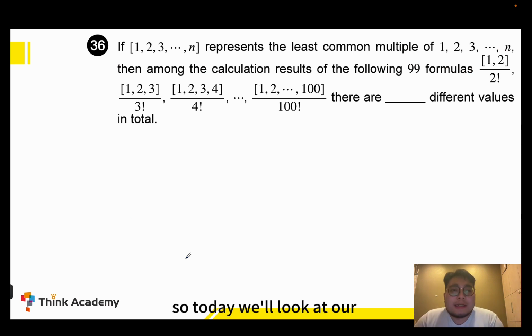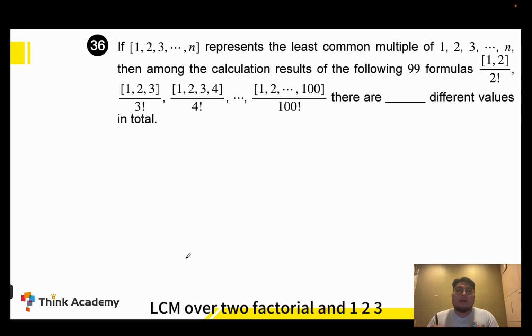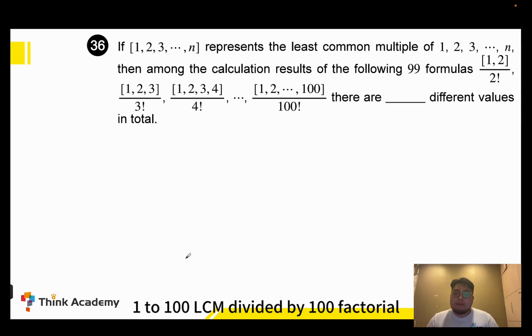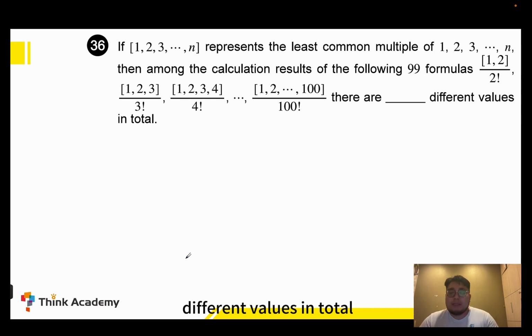So today we'll look at our question 36. We have [1, 2, 3, ..., n] written with a big bracket. Remember, this bracket is not like the quotient symbol. It means the LCM, least common multiple, of 1, 2, ..., n. We find that [1,2] divided by 2 factorial, [1,2,3] divided by 3 factorial, and so on up to [1, ..., 100] divided by 100 factorial. How many different values are there in total?